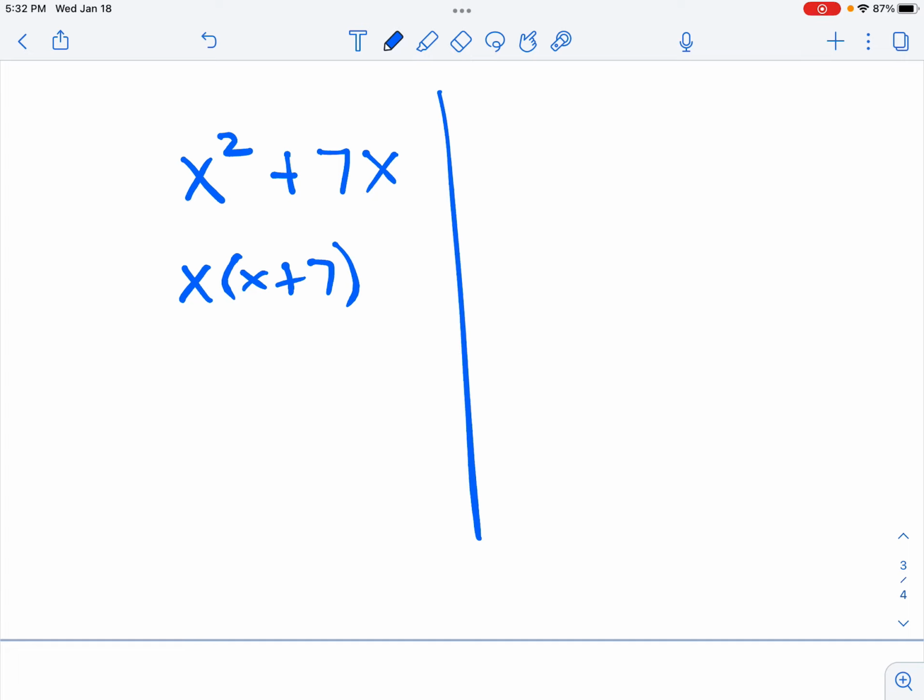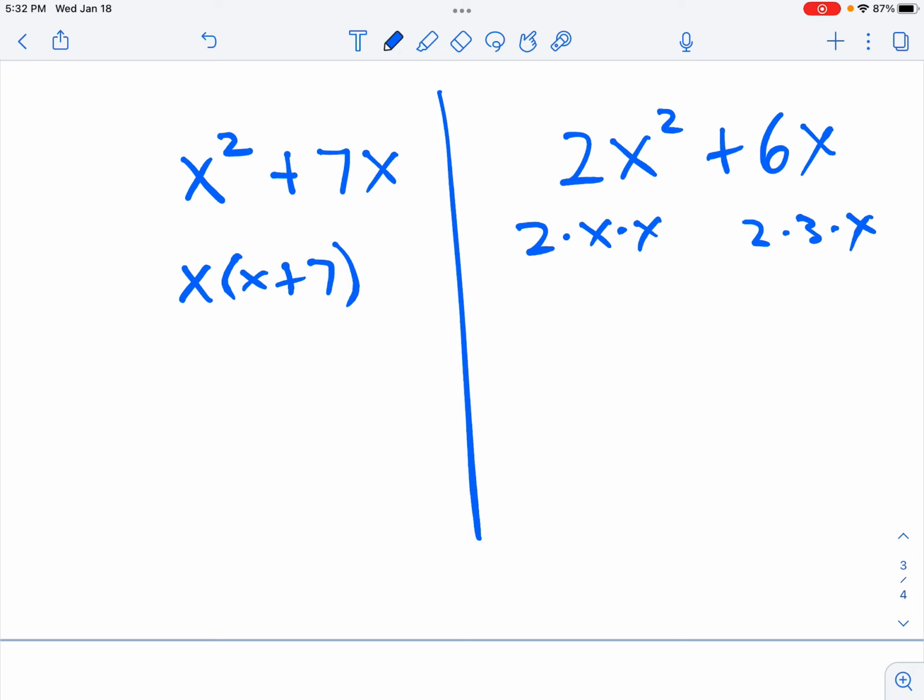Okay, let's do something a little bit harder. Let's say you have something like 2x squared plus 6x. Well, 2x squared is 2 times x times x. 6x is 2 times 3 times x. Let's check what they both have in common. They both have a 2 in common. They both have an x in common.